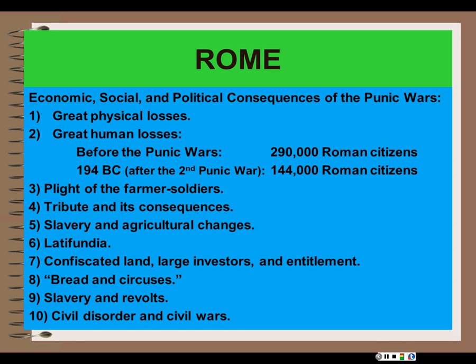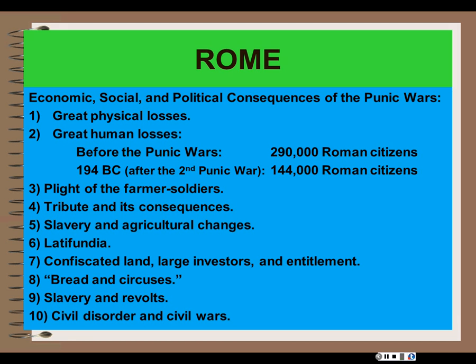So it would seem that the Punic Wars placed Rome on the top. And in essence it did. Militarily, it placed them on the top in terms of territory, etc. Why then are we going to talk about the next slide, the economic, social, and political consequences of the Punic Wars and what they called? Everything was not wonderful after the Punic Wars.